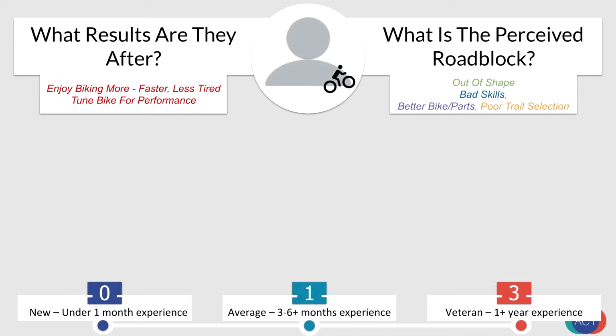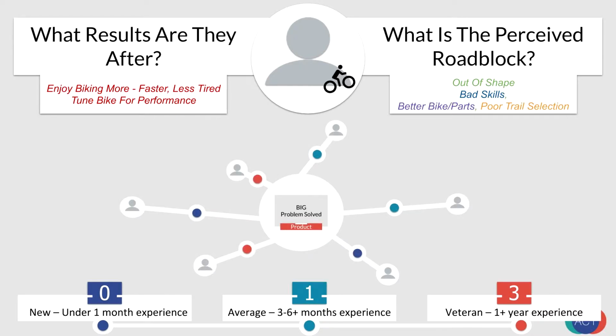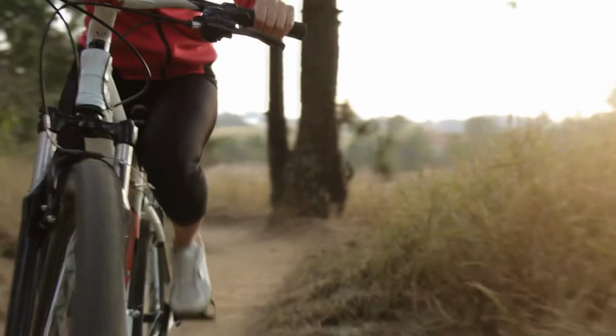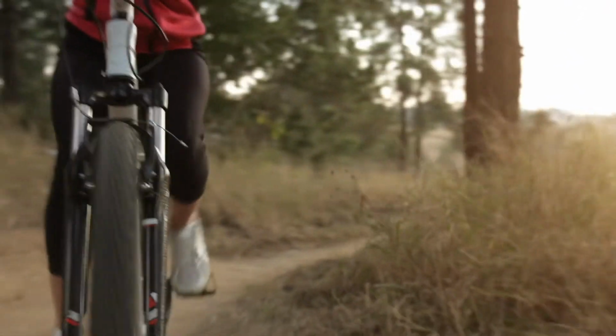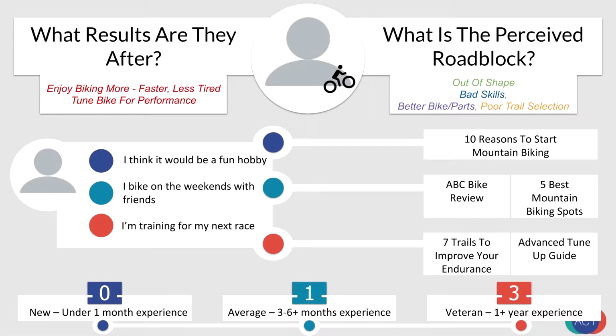So in our particular example, let's go ahead and just look at everyone that we could target for our bike shop. And looking at this, we would want to create a different video for each one of these ideal prospects, because each one of them is at a different phase in mountain biking or learning how to mountain bike. So here are a couple of quick examples. For someone who's new, we could create a 10 reasons to start mountain biking video. That would target people who are just getting started with mountain biking.